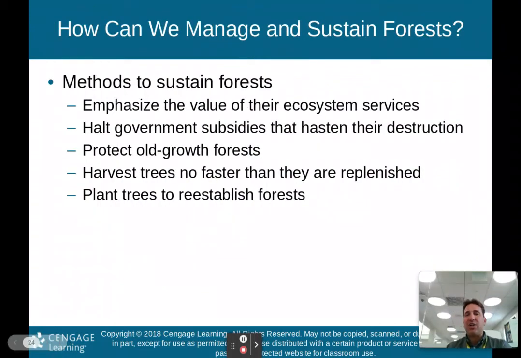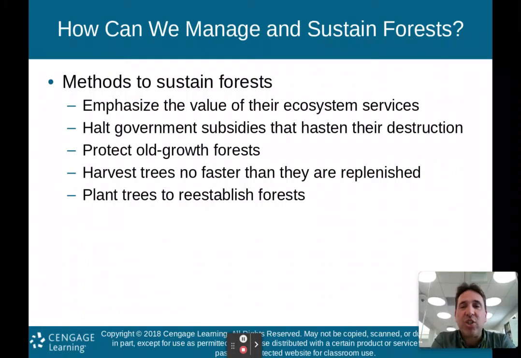So, how can we manage and sustain our forests? Well, methods to sustain forests include emphasizing the value of their ecosystem services, all right, that would be with full cost pricing, and halting government subsidies that hasten their destruction. So in many cases, companies get tax breaks if they cut down a lot of trees or pull a lot of coal out of the ground or things like that. We want to halt those subsidies. We want to protect our old growth forests, the ones that have been undisturbed for over 200 years, as they are really our reservoirs of biodiversity.